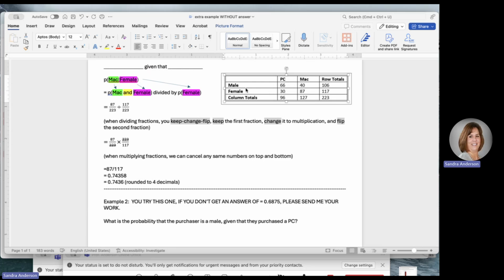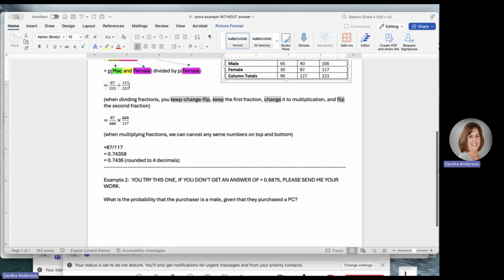So again, I got a Mac and female, 87 out of the total of 223, and you're going to divide that by the probability that it's female. So you go to the total number of females, which is 117, over the total of everything, which is 223. So if you're just having trouble with this part, then hopefully you already understood the and problems and the plain old probabilities. But if not, that is how you work those. So let me show you one more time. Mac and female: go to Mac and female, find the cross there. Where the crosshairs meet is 87 over your total of 223. And probability of female, go get the total number of females over the total of everything. So 117 over 223.